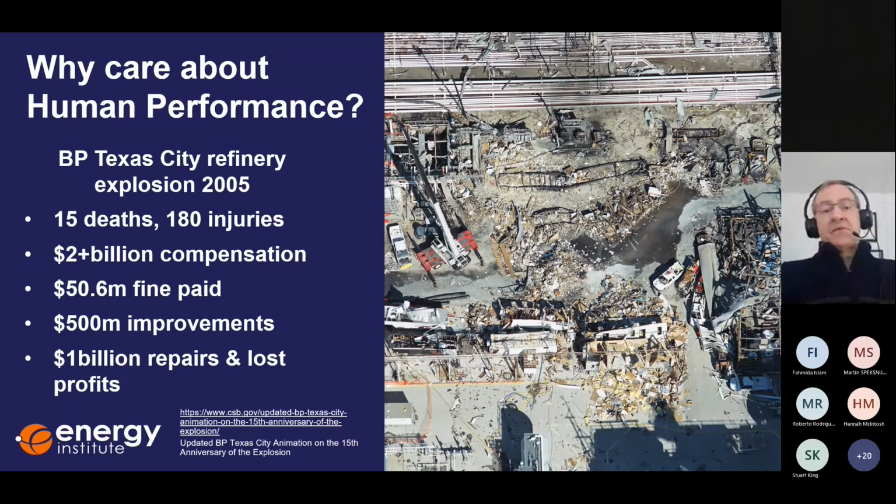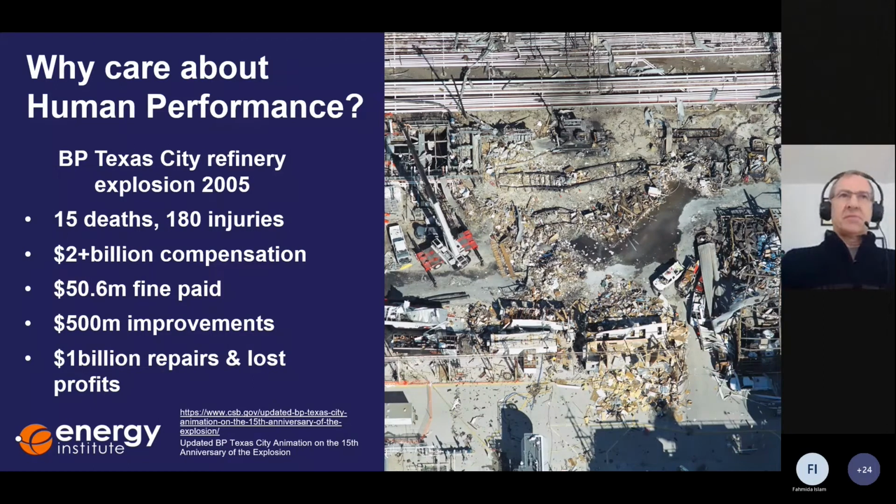And what you have in front of you is one example, the explosion at BP's Texas City refinery back in 2005. A tragedy, 15 people died, 180 injured. You see there the picture of the devastating consequences of the explosion. Billions of dollars in compensation, repairs, lost profits, reputational damage. Further after, featured as a case study in talks such as this.